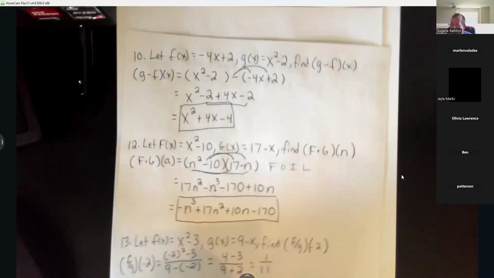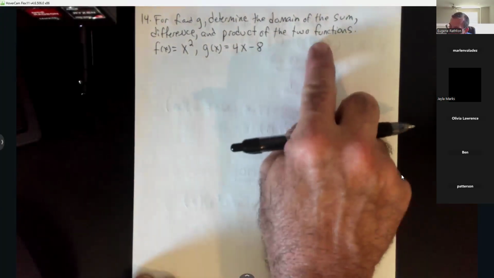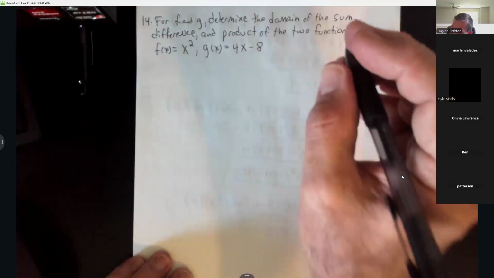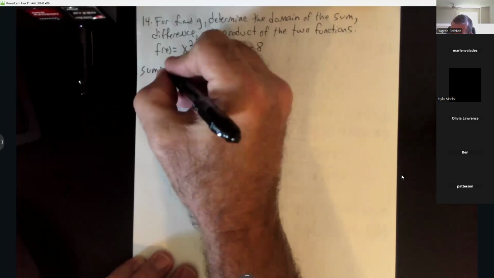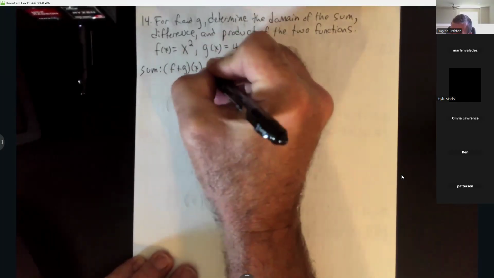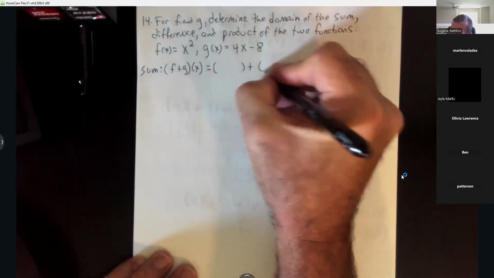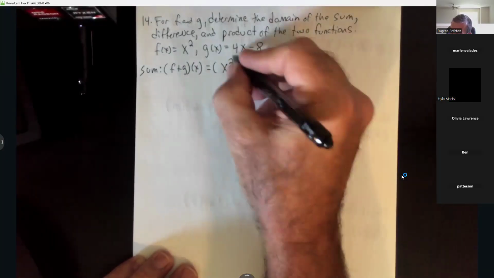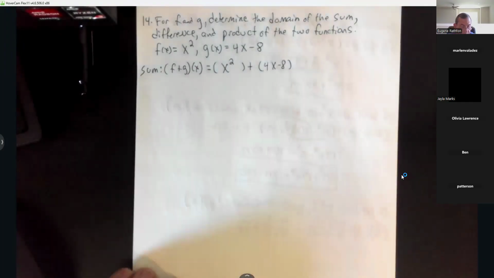All right, y'all. So let me get back to my page where we were at. We're going to start with the sum, and then we'll do the difference and the product. So the sum is going to be f plus g of x. That's going to equal my f plus my g. Well, y'all, f is x squared. G is 4x minus 8.